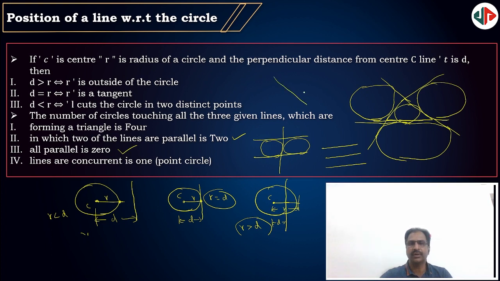If all the lines are concurrent like this, only a point circle is possible. Point circle means this is the point circle which touches all the three lines. So, if the given lines form a triangle, 4 circles can be drawn by touching all the three lines. One is the incircle, other 3 are excircles. If 2 lines are parallel out of 3, only 2 circles can be drawn. If 3 lines are parallel, no circle can be drawn. If all the lines are concurrent, only one circle can be drawn, which is a point circle. Okay.